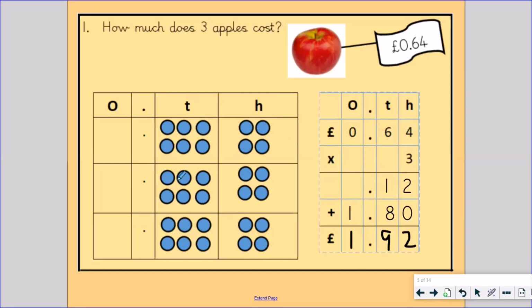You can also see that here by counting them up, because as we did before, if I've got 12 here, but I've got 18 here, which is the same as 180. Put those together and I have 192p, which is £1.92. Okay.